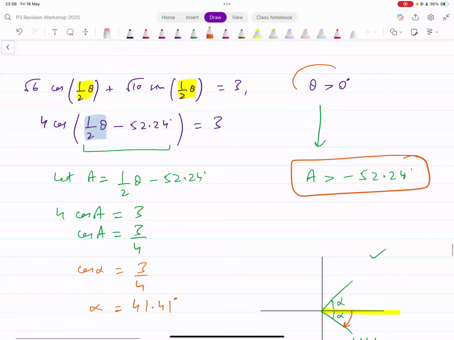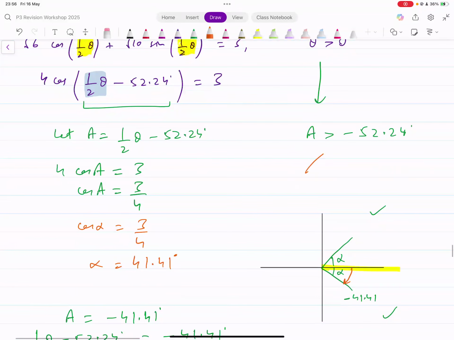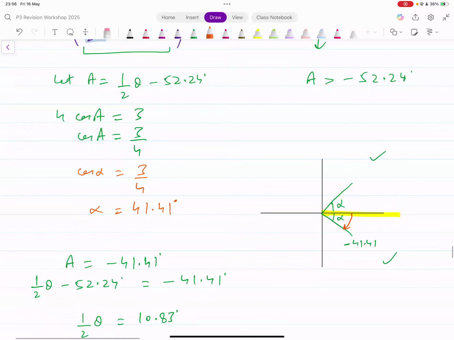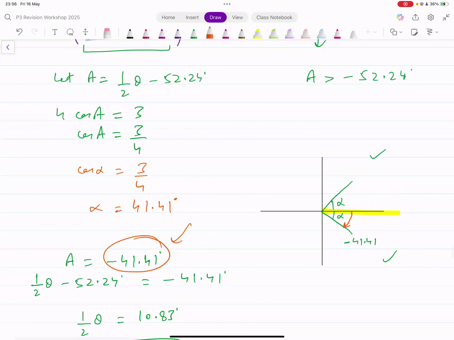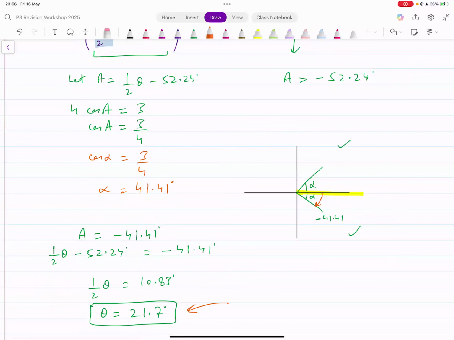We want the smallest value of theta in this interval, right? So that means we want the smallest value of A in this interval. The smallest value of A that we're getting is not 41.41 in the first quadrant. There's another value that's even smaller, and that's negative 41.41. That's what we use here, because we wanted the smallest value in this interval. And now we put that substitution back, half theta minus 52.24 degrees equals this. The value of theta that we get from that is 21.7. And that's the smallest positive value of theta that we have as the solution of this equation.